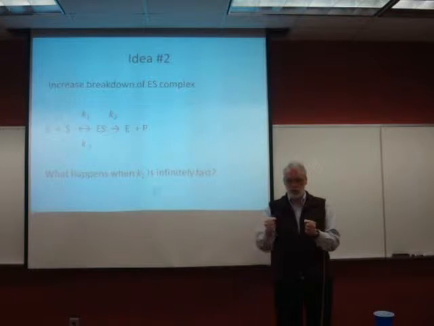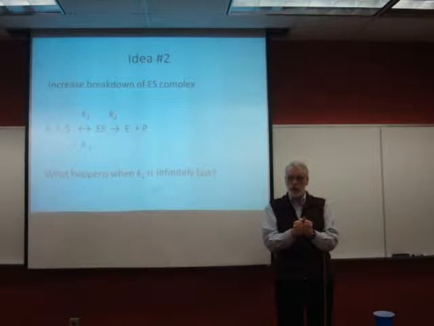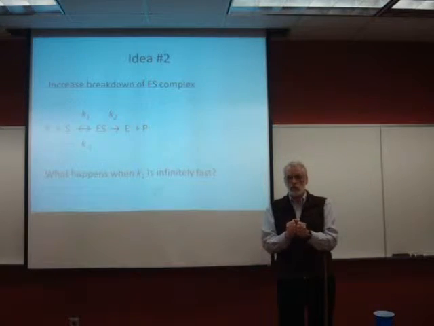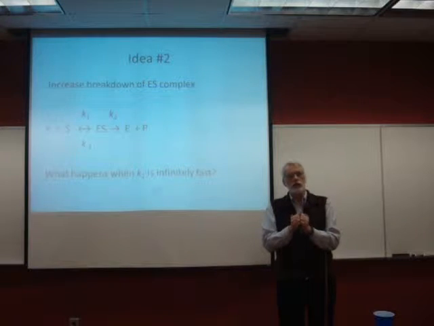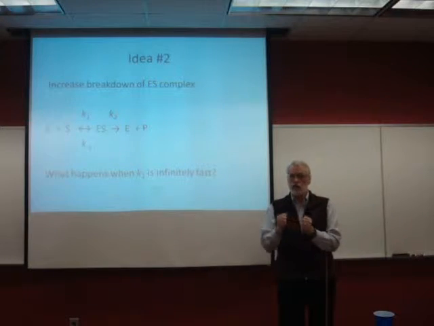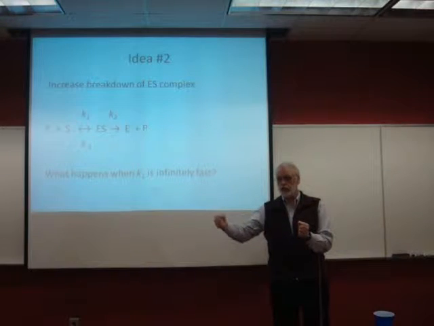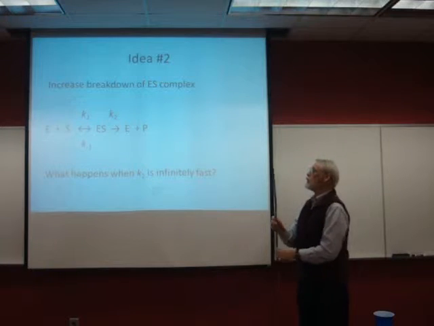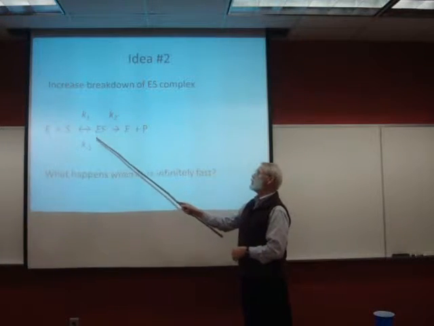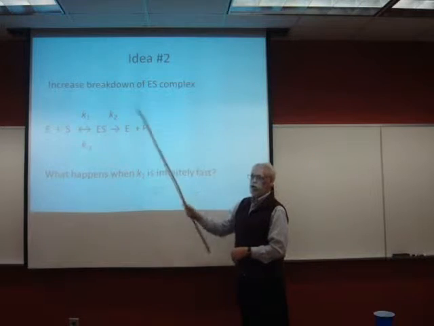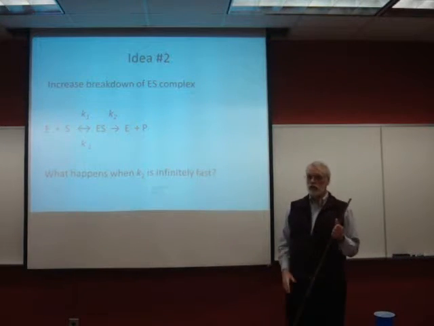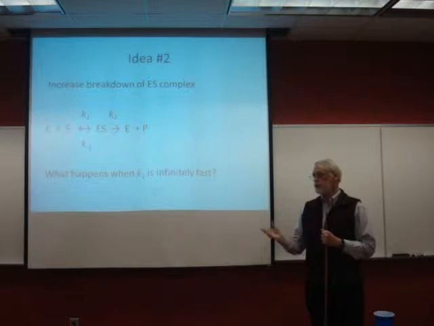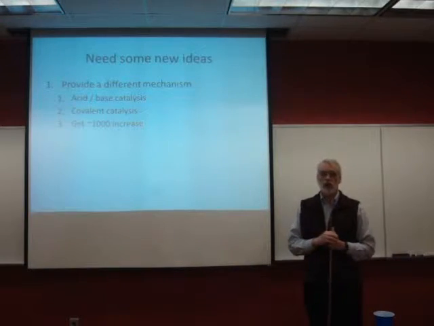They have to migrate to each other, form the complex, do some chemistry, and then the product's going to leave. If we make the chemistry part very, very fast, we still are limited by the time it takes for the enzyme to migrate to the substrate, which means if we make this infinitely fast, we're still slowed down by K1. So it doesn't help us to go any faster than that. So these aren't very good ideas. So we need some new ideas.